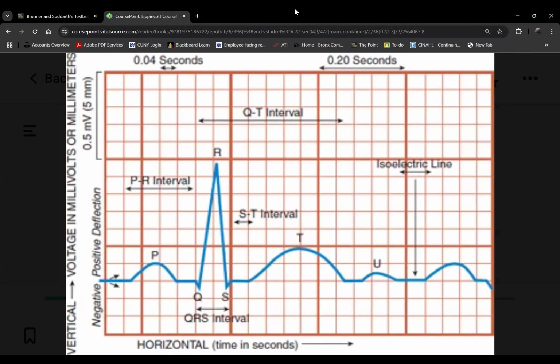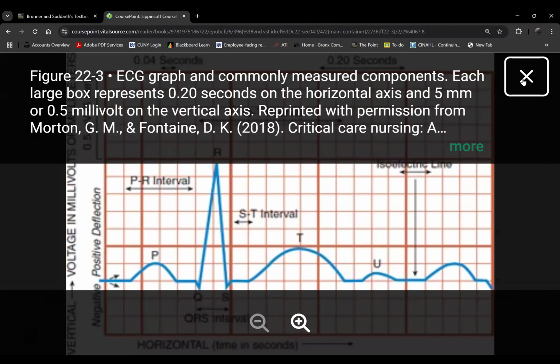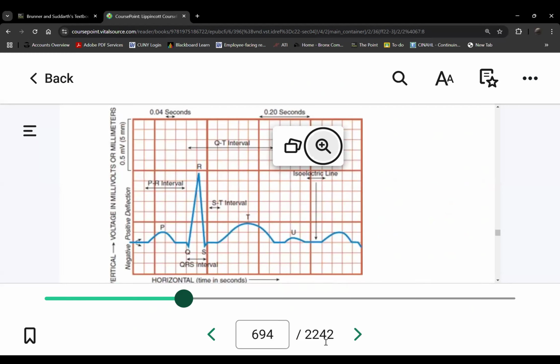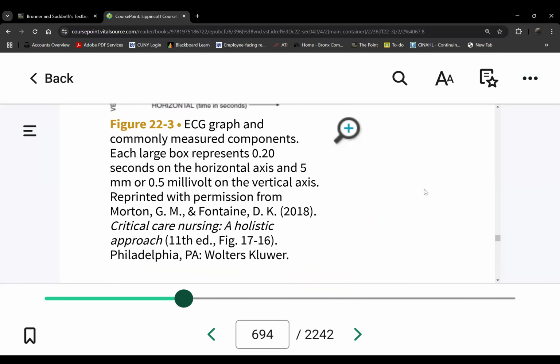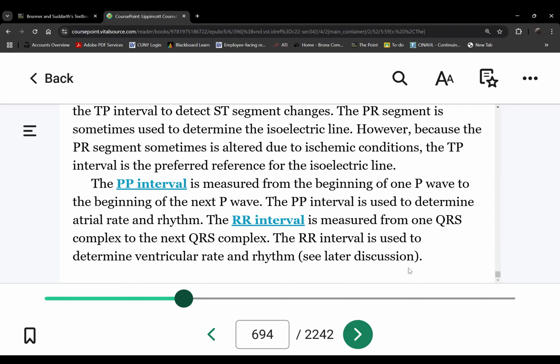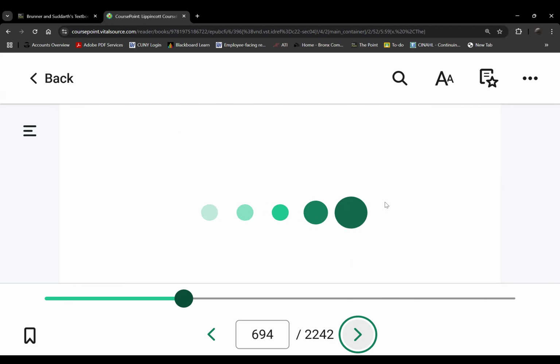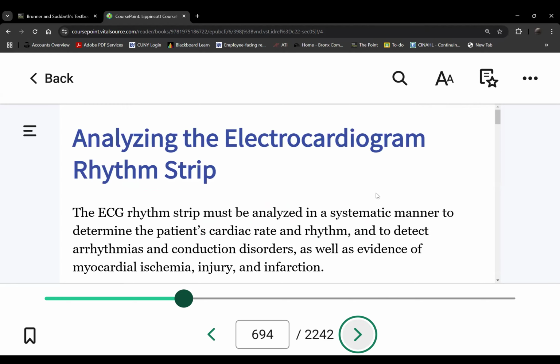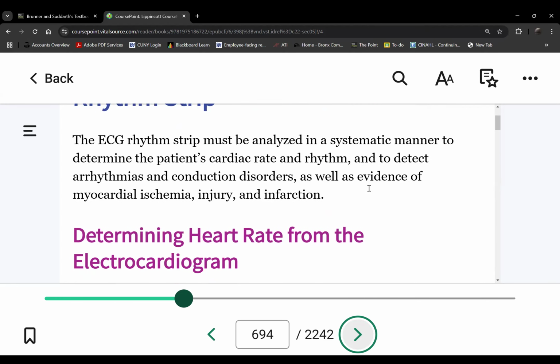Okay, so your poor heart. No rest for your heart. Oh, actually, technically there is, right? How long does it rest? 0.04 seconds.